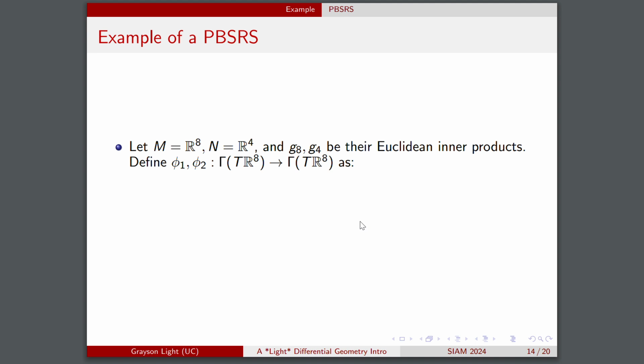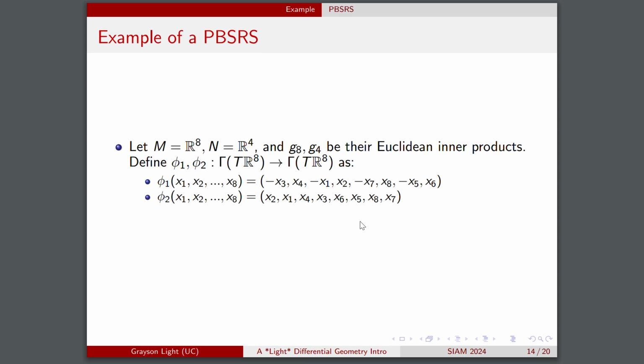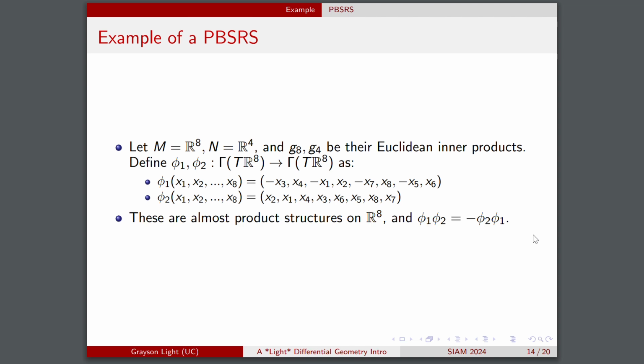Consider R8 and R4, our big manifold M being R8 and the little one being R4, with their typical Euclidean inner products G8 and G4. Okay, now let's define these mappings here, phi1 and phi2. We can break down any vector field into their Euclidean components, x1, x2, through x8, I should say. And these mappings just swap around these components, maybe add some minus signs. And fairly trivially, these turn out to be almost product structures on R8. And they have this nice property here, where if you swap around labels, you get a minus sign.